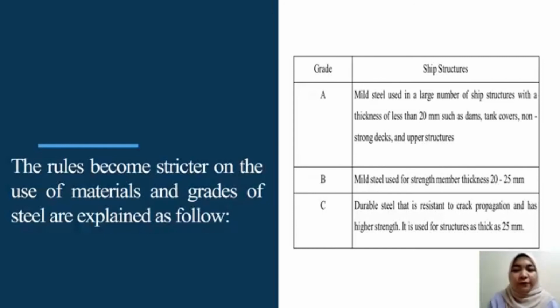For grade A, mild steel is used in a large number of sheet structures with a thickness of less than 20 millimeters, such as dams, tank covers, non-strength decks, and upper structures. For grade B, mild steel is used for strength members with thickness 20 to 25 millimeters. For grade C, durable steel that is resistant to crack propagation and has higher strength is used for structures as thick as 25 millimeters. Okay, that's all from me.